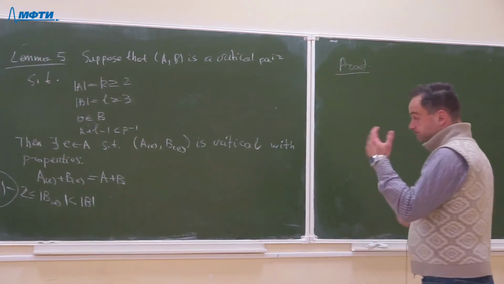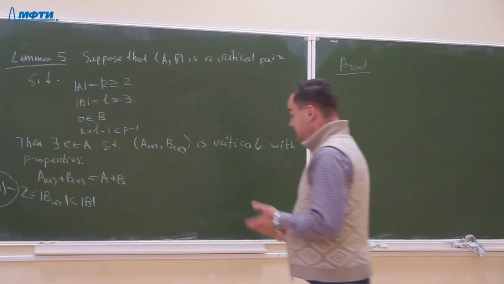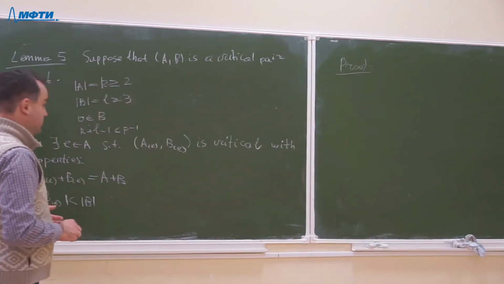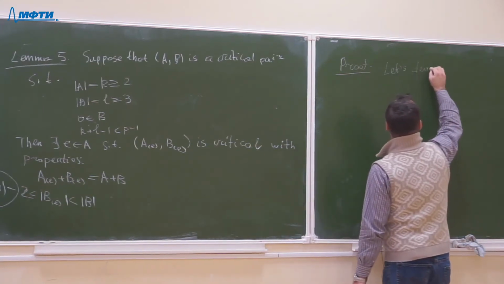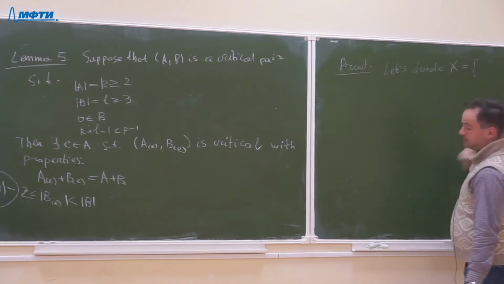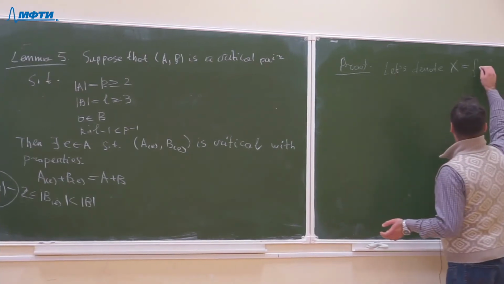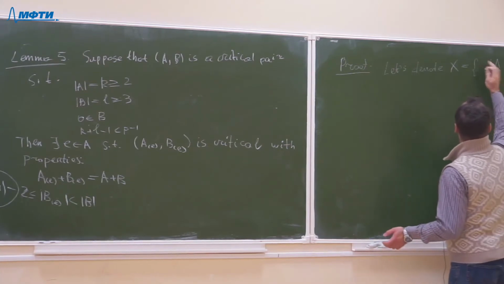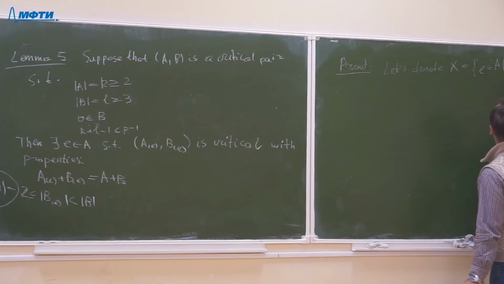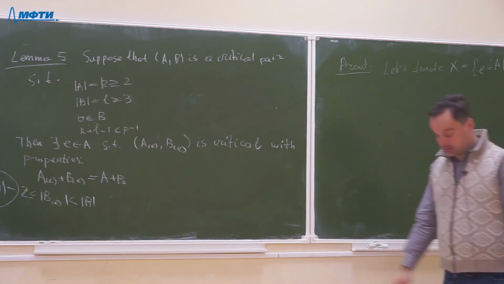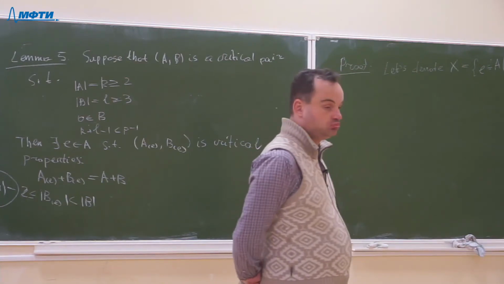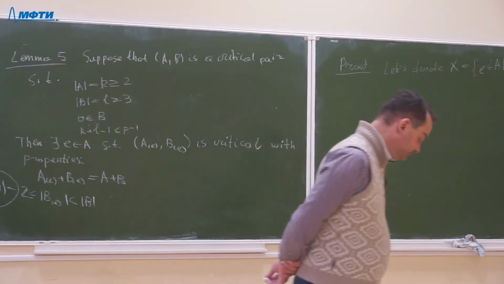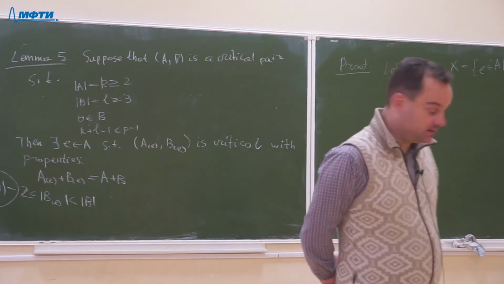Well, first, let's denote X as the set of all the elements E from A such that BE is a strict subset of B, which is not equal to B. Well, first we have to show that this X is non-empty.